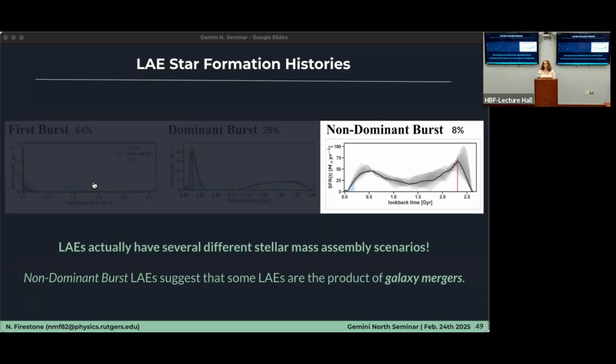And if we just focus on the non-dominant burst LAEs, we can see that they have much higher stellar mass than the other samples. And these LAEs look like they've built up over time, accumulating more and more stellar mass, which suggests that they are the product of galaxy mergers. So LAEs could be produced through galaxy mergers.